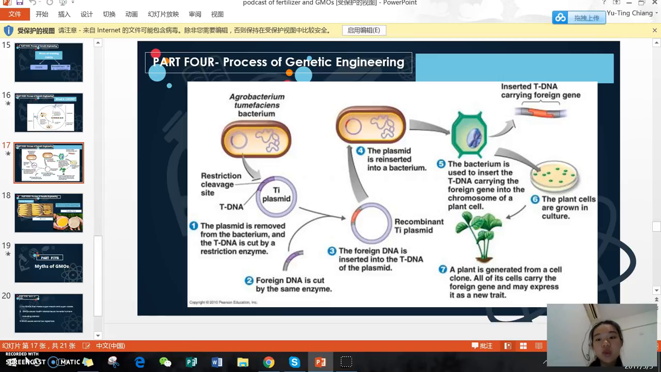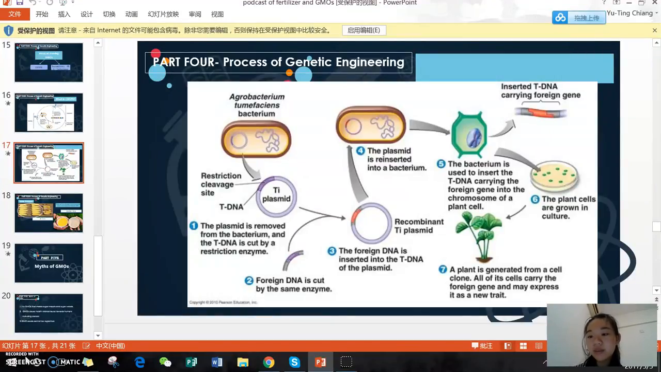And as the plasmid is inserted into a bacterium, the bacterium is used to insert the tDNA carrying the foreign genes into the chromosome of a plant cell, which we can see in the fifth step, the photo, and inside there's the DNA strand. And the inserted DNA, tDNA, carrying the foreign genes is shown at the top left, at the top right, the orange part.